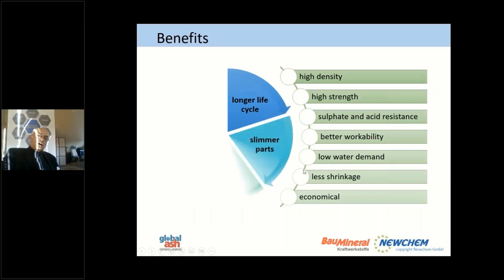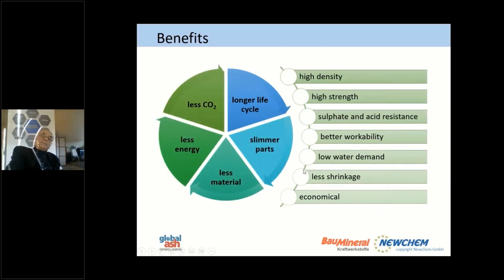Well, let me summarize. You can get high density with fly ash, but if you have a classified fly ash and you are going into the fine particle size, you can get your density up, and the compaction of the concrete will be much better, giving you a higher strength in your concrete.